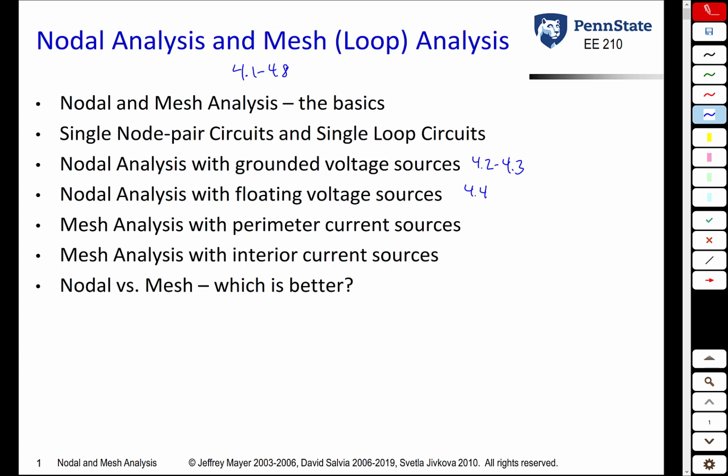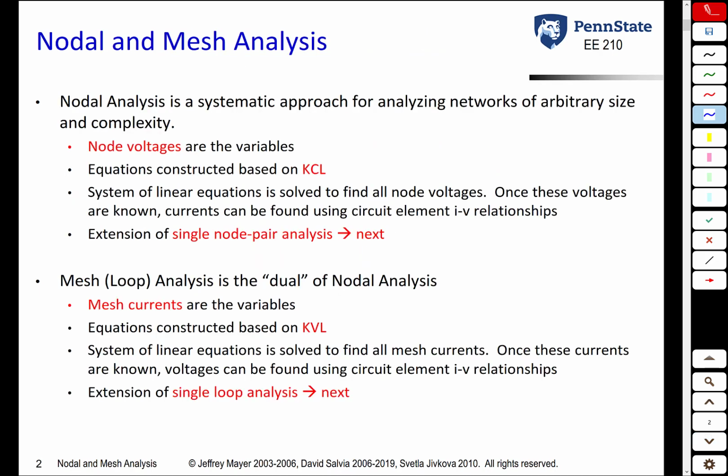In mesh analysis, we have circuits where current sources would be on the perimeter, and we have circuits where current sources are what we call interior, and we'll discuss what we mean by that. Sections 4.5 and 4.6 cover perimeter current source circuits, and section 4.7 covers circuits where current sources would be in the interior. Finally, in section 4.8, we will compare nodal and mesh analysis and see whether one is better than another in different situations.